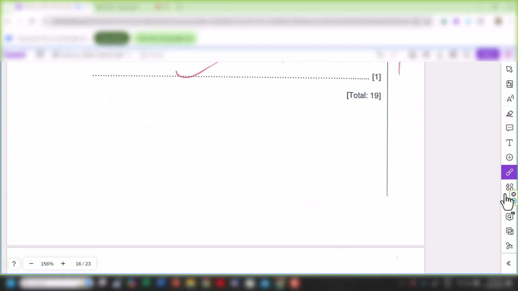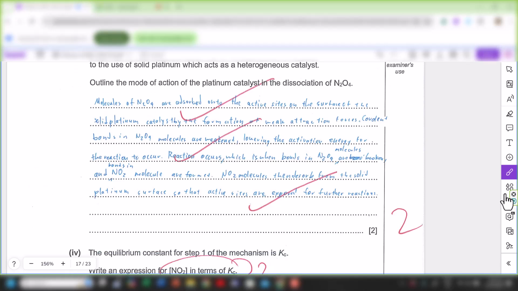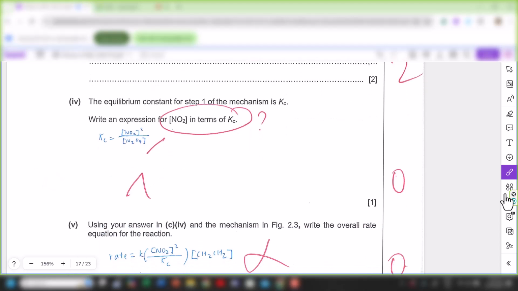Okay, then the N2O4, no, this one I don't need to explain, right? It's a recall question, mode of action of catalyst. And then this portion will be equilibrium. Am I right to say that? Will be some form of application, because first they ask you to write an expression for NO2 in terms of, yeah.